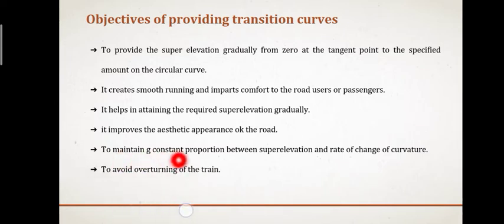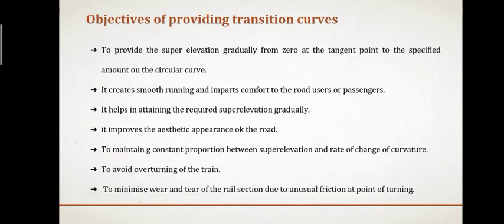To avoid overturning of the trains, when you're taking a turn or when you're moving the train on the curve, this super elevation on the transition curve will help us to avoid the overturning of the trains.